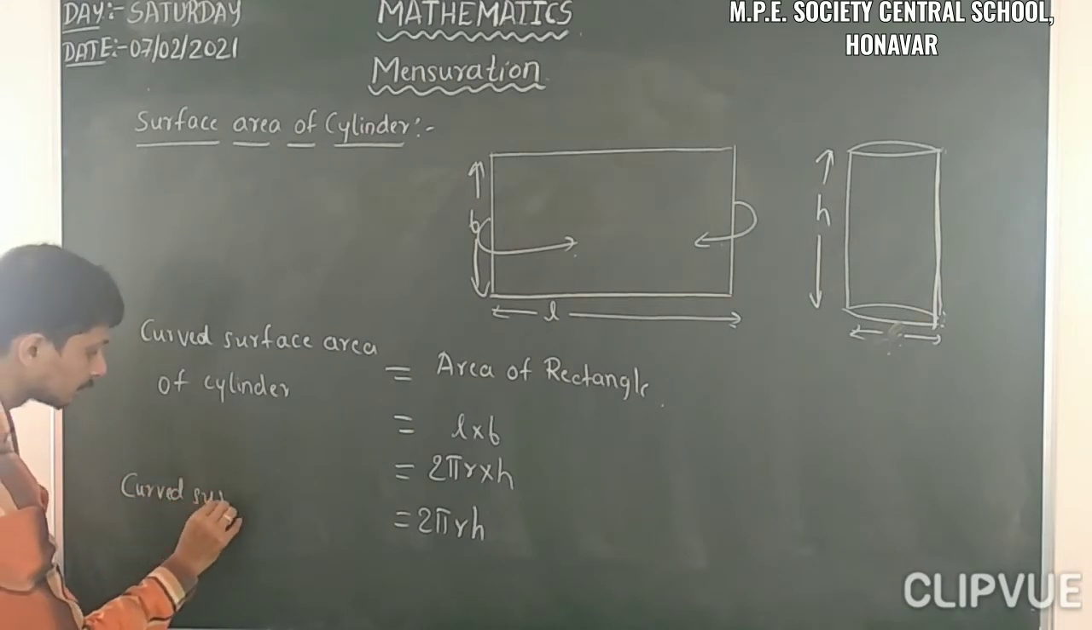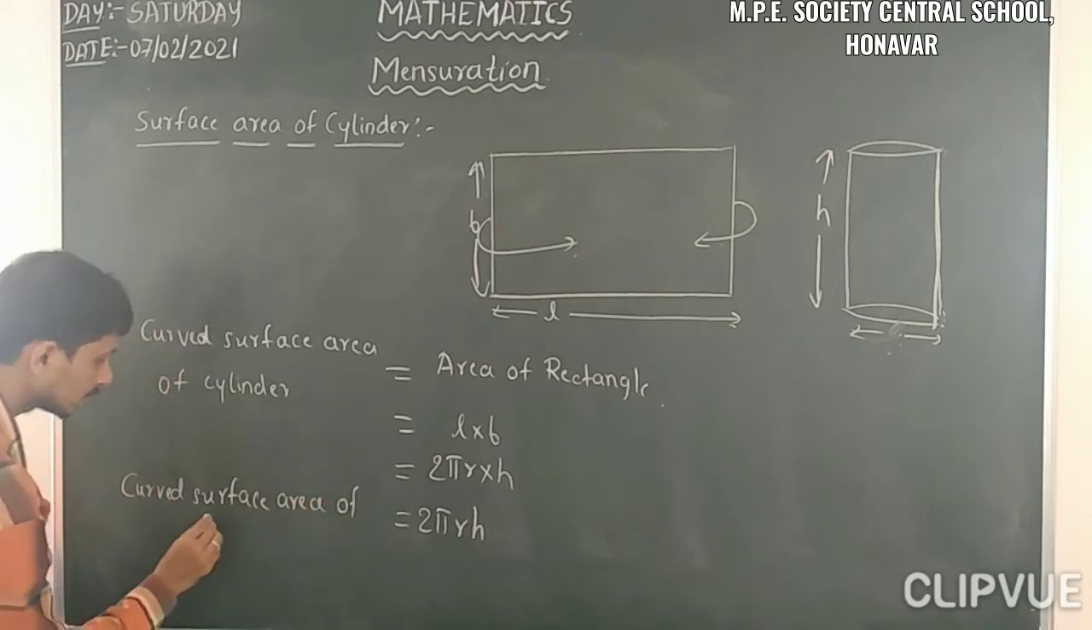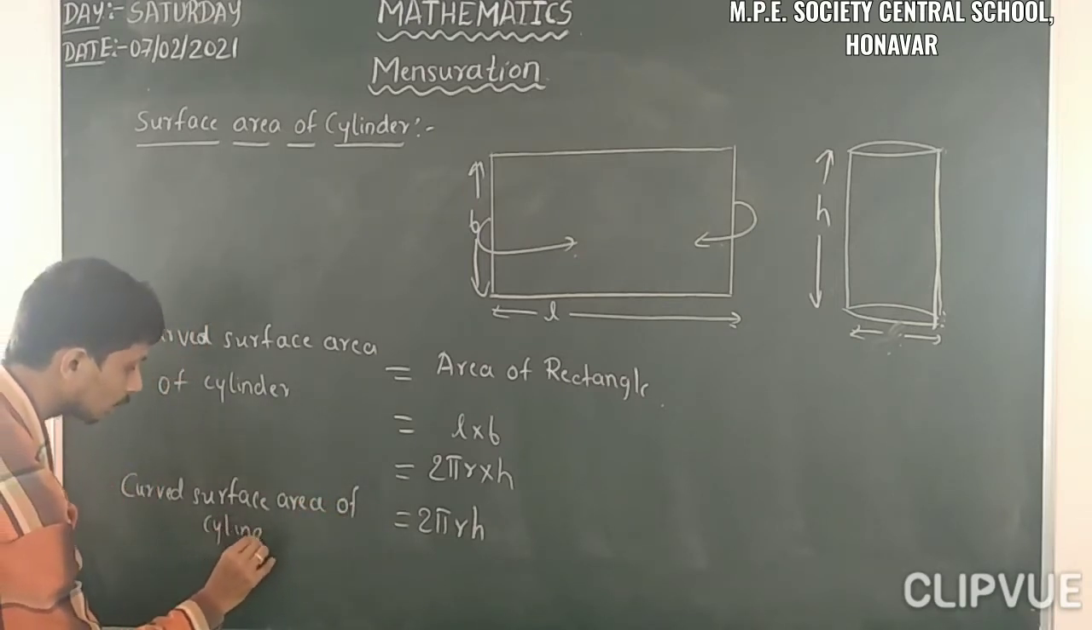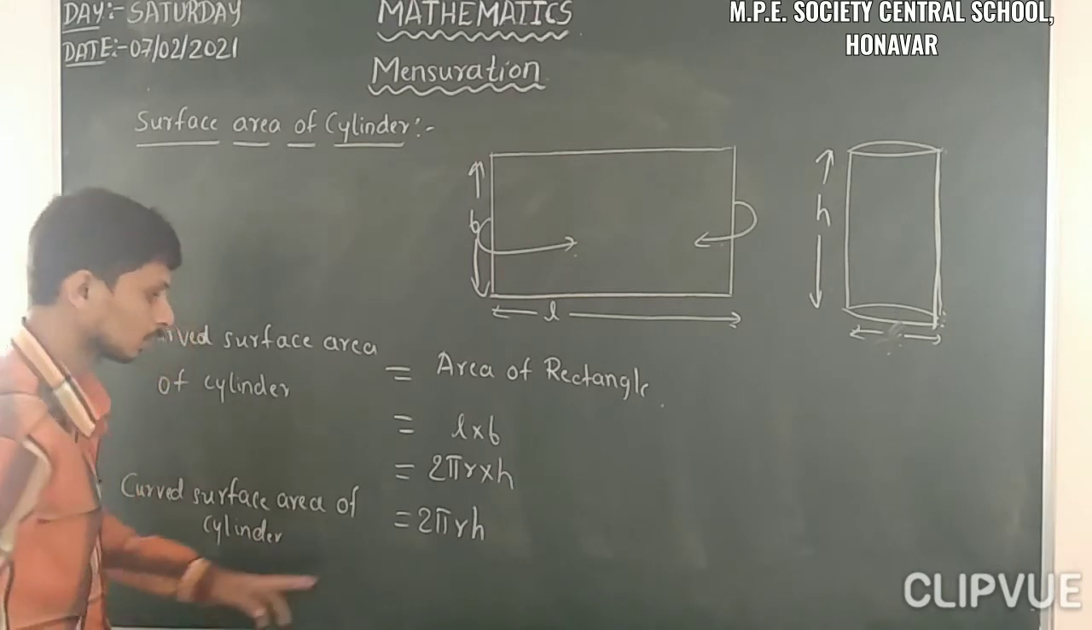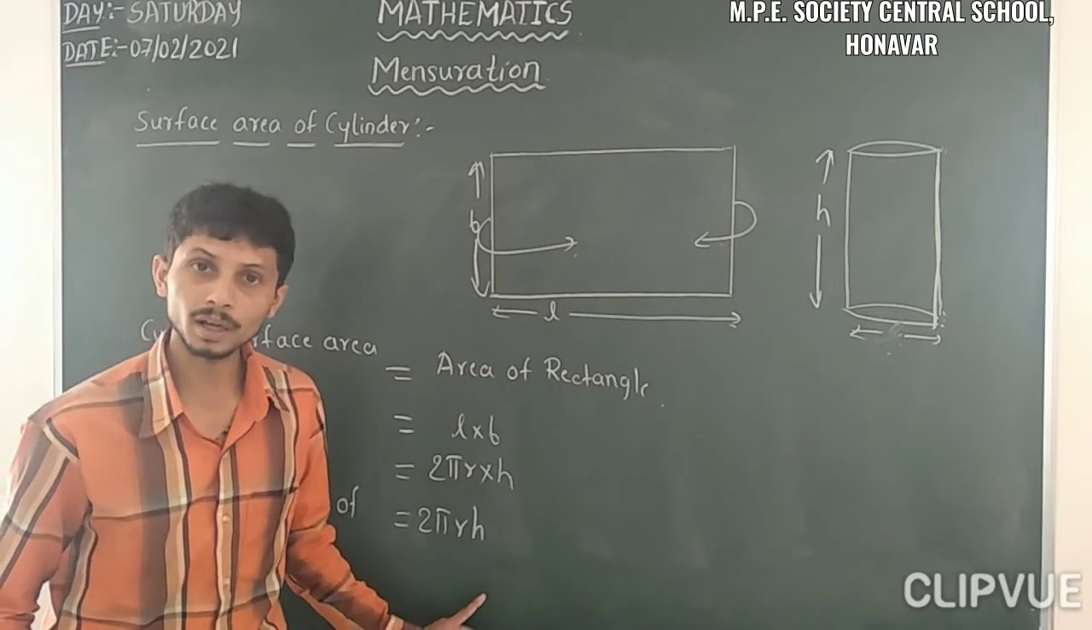Curved surface area of cylinder is equal to 2 pi r h. So let us understand this formula in another way.